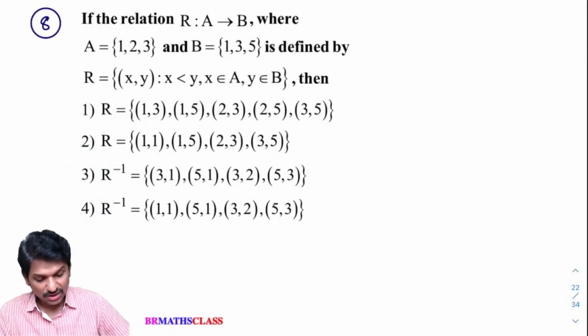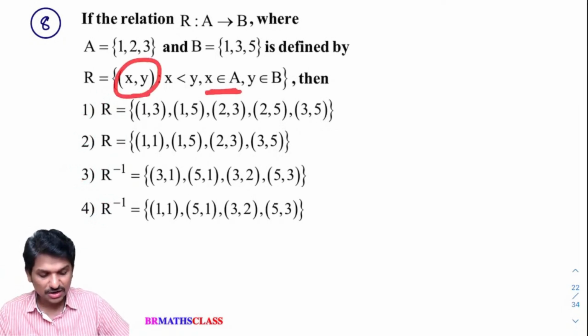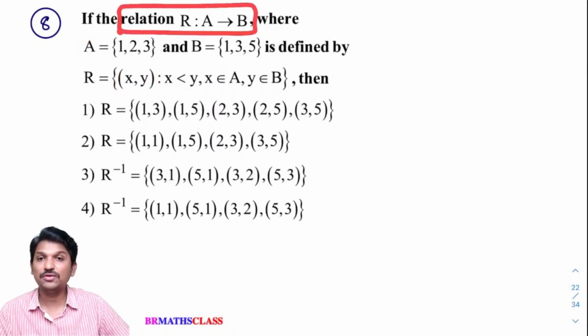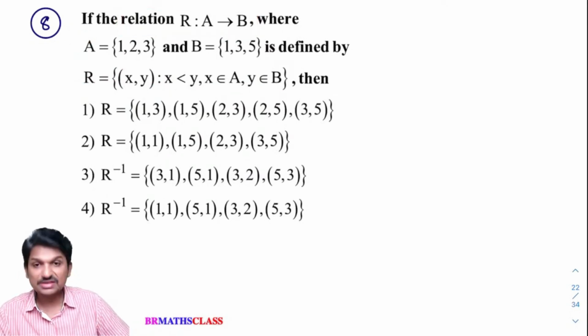Here the relation is what? Set of all ordered pairs, first element belongs to set A, second element belongs to set B such that x is less than y, and R is a relation from A to B. When we say R is a relation from A to B, it means R is a subset of A cross B. What I will do here, first I will calculate A cross B.